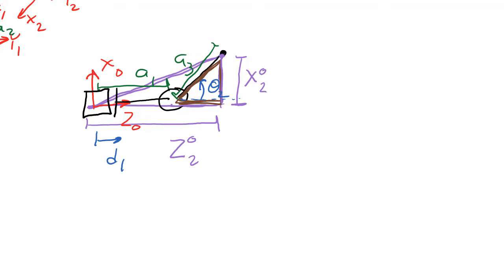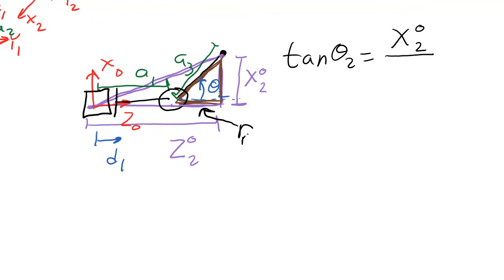Okay, now to get an equation for theta 2, I'm going to use the tangent. Tangent is opposite over adjacent. The opposite side is the X position of the end effector, and the adjacent is this side right here. I'm going to give that a name. Let's call it R1. So the tangent of theta 2 is the X position of the end effector divided by R1.